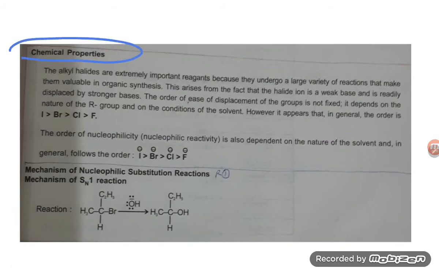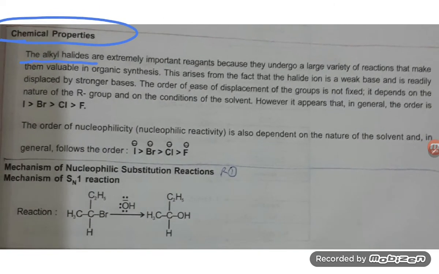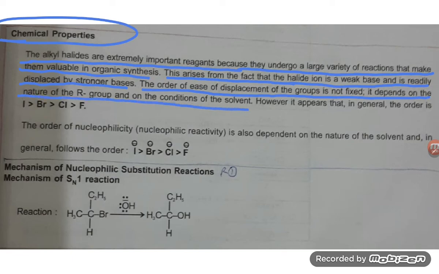Now the chemical properties. Alkyl halides are extremely important reagents, because they undergo a large variety of reactions that make them valuable in organic synthesis. This arises from the fact that the halide ion is a weak base and is readily displaced by stronger bases. The order of ease of replacement is not fixed. It depends on the nature of the R group and the condition of the solvent. However, in general the order is I more reactive than Br, then Cl, then F. This is the order of replacement.